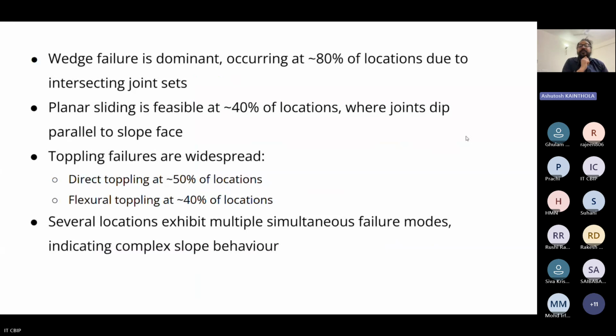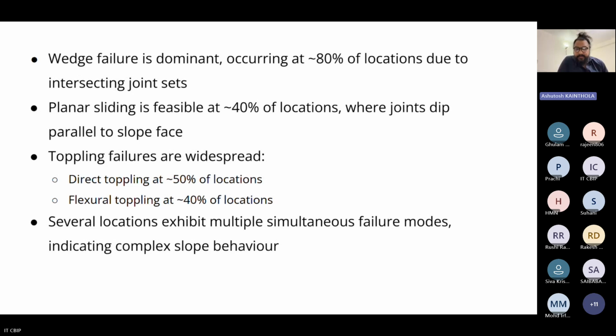As you can see, the field signatures as well as the kinematic analysis say 80% of the locations have likelihood of wedge failure. 80%. So 80% of this 23-kilometer road stretch has high likelihood of wedge failure. So what does wedge failure do? It creates open and loose blocks, which eventually snowball into rockfall events.